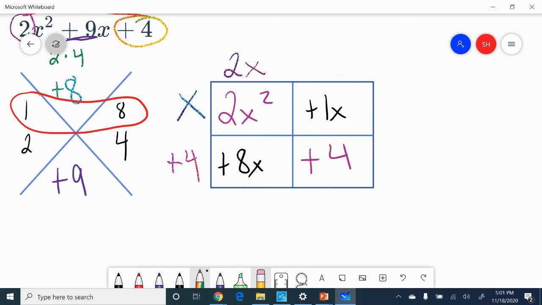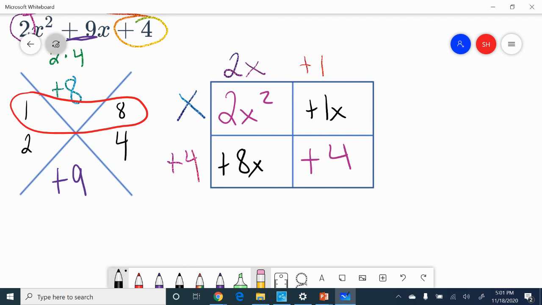And then this last little one, x times what would give us 1x? Well, that's easy. It has to be a 1. Also, 4 times what? It has to be a 1 here so that when we multiply them, we get a 4.